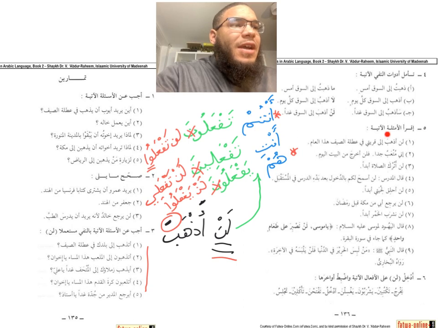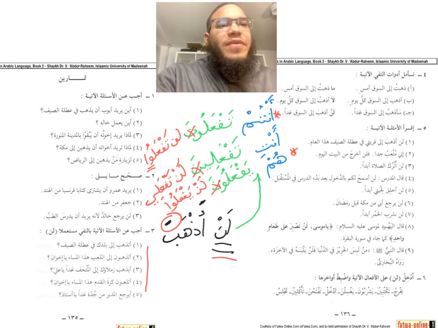So here it says, read over the following examples. Now these are going to be using the different forms of negation, but mainly focusing on lan, because that's our focus of the lesson. We've learnt the previous forms of negation before, but our focus in this lesson is lan, which negates the future and the effect it has on the verb that comes after it, as we highlighted in this section here.